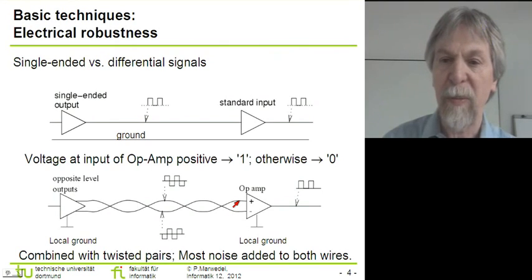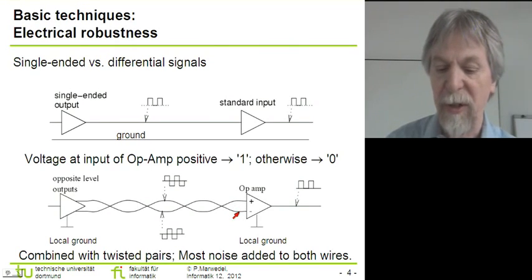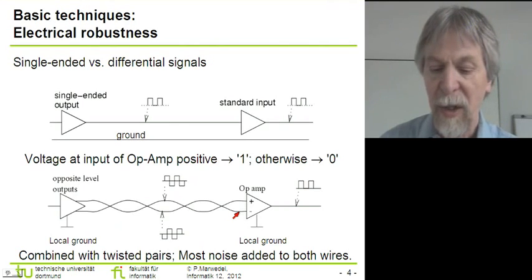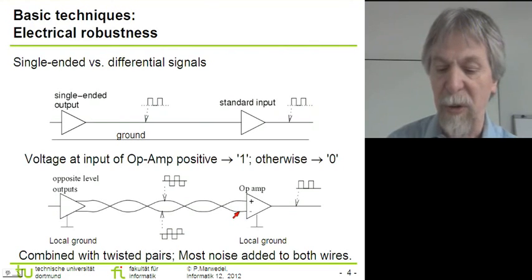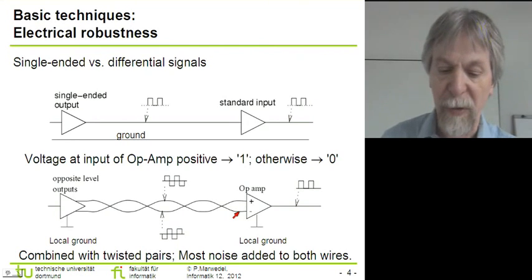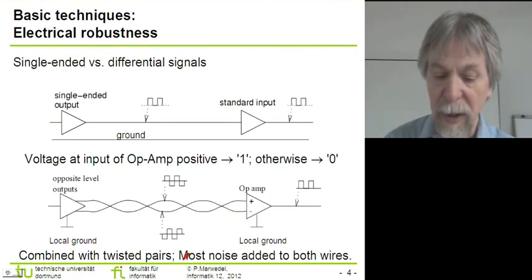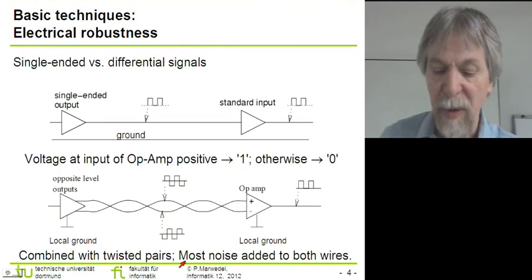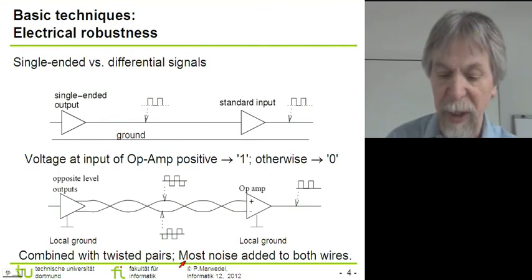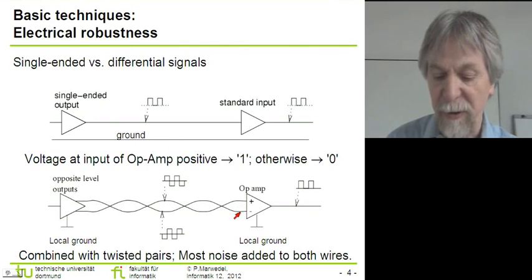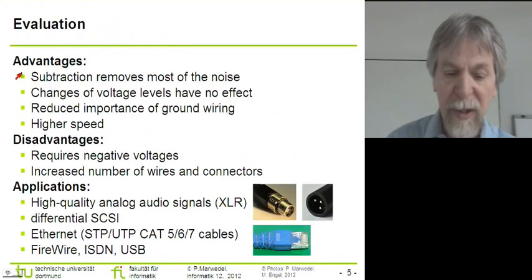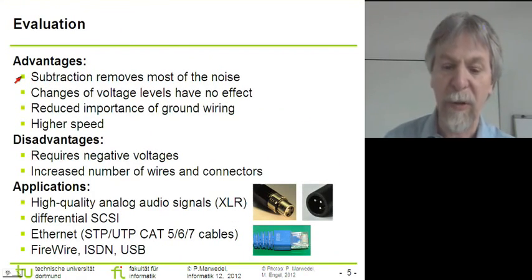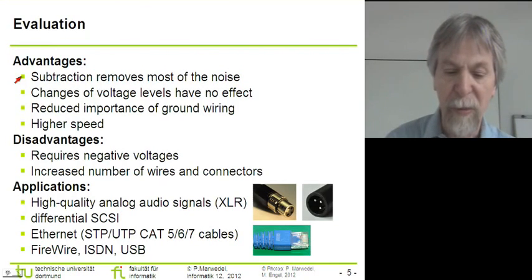If at the positive input we have a positive voltage with respect to the negative input, then we could consider that to be an encoding of a logical 1, for example. And if it's the other way around, we could consider that as an encoding of a logical 0. Now the key advantage is actually that most noise is indeed added to both wires. So if we perform this subtraction over here, we more or less remove all the noise. So that's the key advantage that we get from differential signaling.